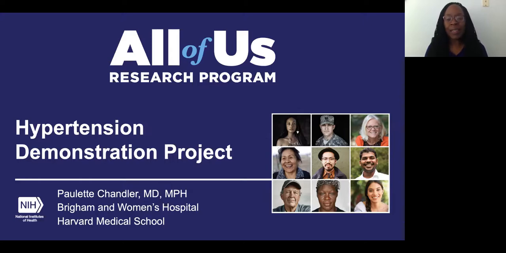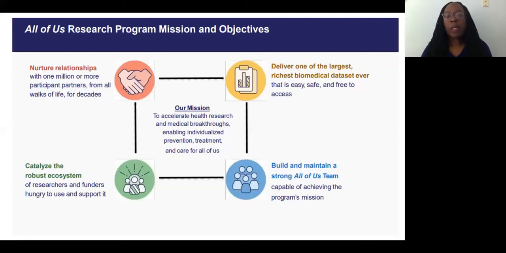The goal is to make data accessible to all communities. So the All of Us research program mission is to nurture relationships with over 1 million participant partners from all walks of life for decades. And we want to have a robust ecosystem between researchers, funders, as well as the participants. And our mission is to accelerate health research and medical breakthroughs, enabling individualized prevention, treatment, and care for all. And the goal is to deliver one of the richest biomedical repositories that's easy, safe, and accessible.